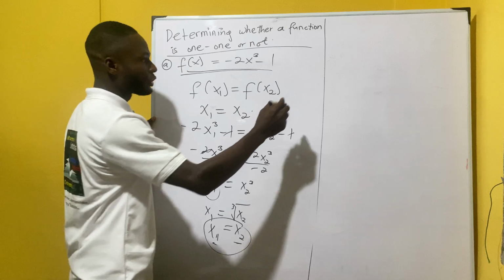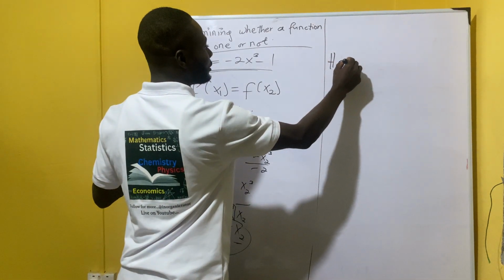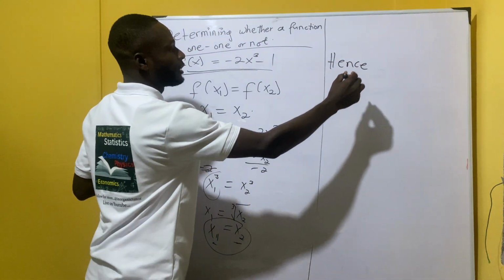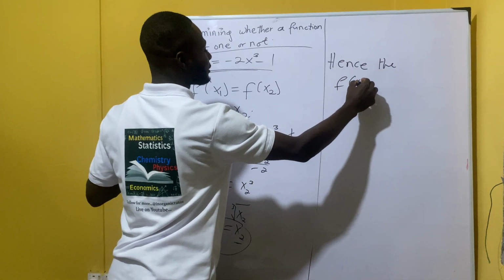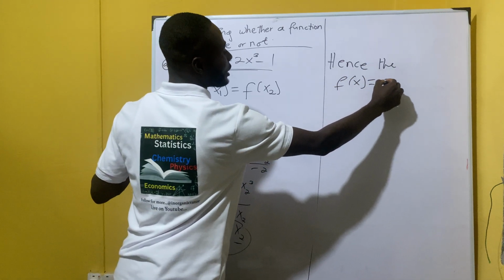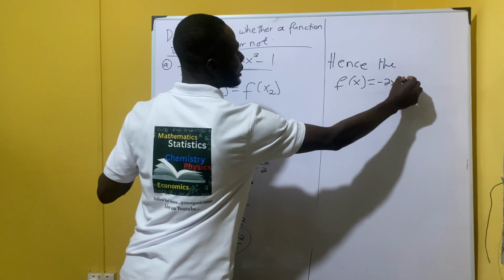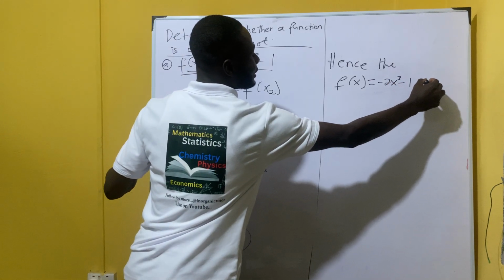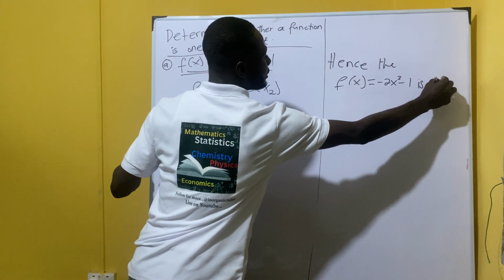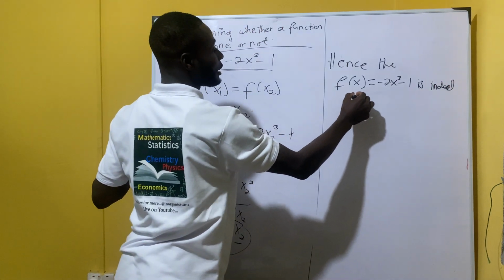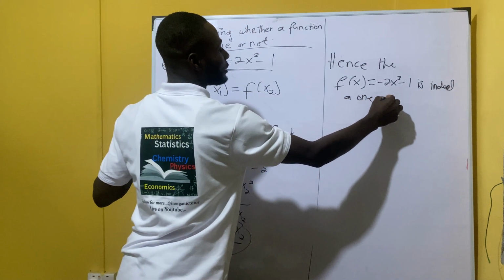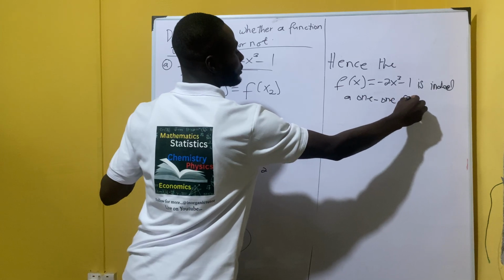Hence, we can conclude that the function f of x, which is equal to negative 2x cubed minus 1, is indeed a one-to-one function.